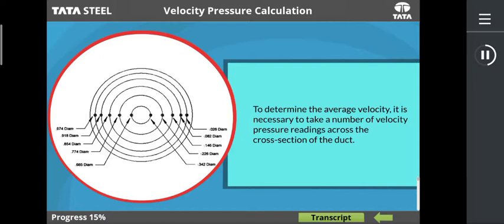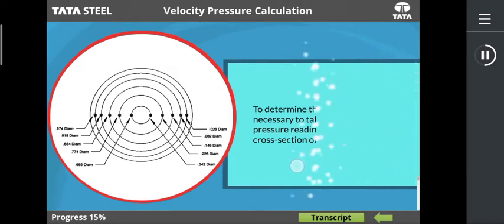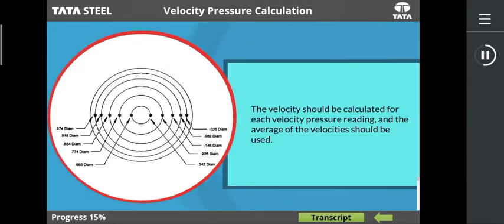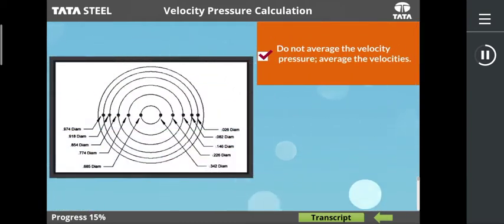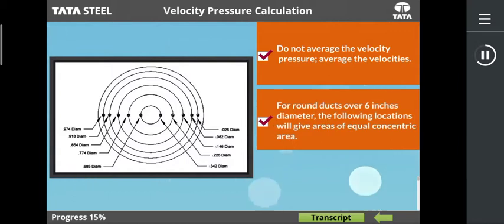To determine the average velocity, it is necessary to take a number of velocity pressure readings across the cross-section of the duct. The velocity should be calculated for each velocity pressure reading and the average of the velocities should be used. Do not average the velocity pressure, average the velocities.